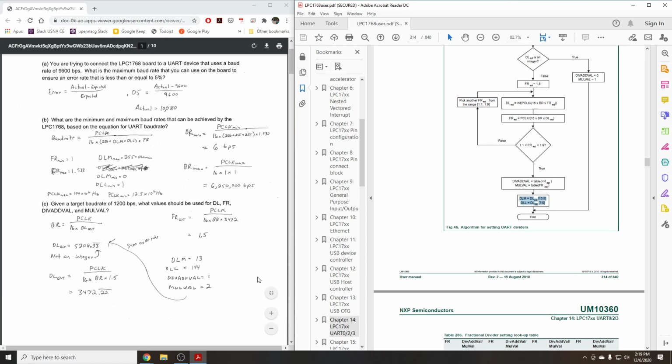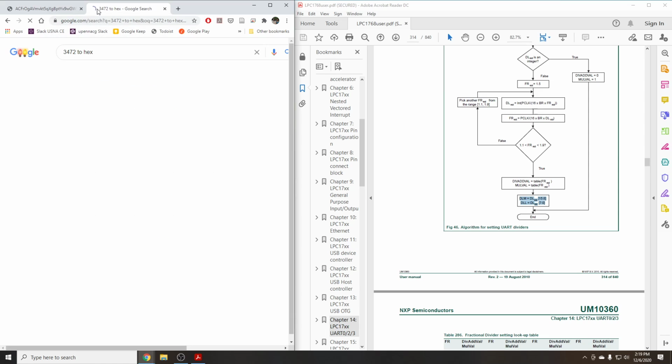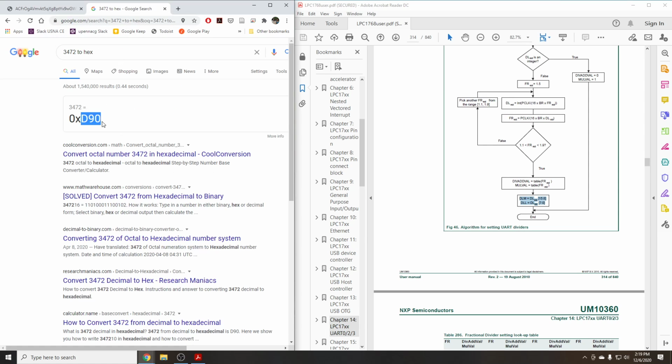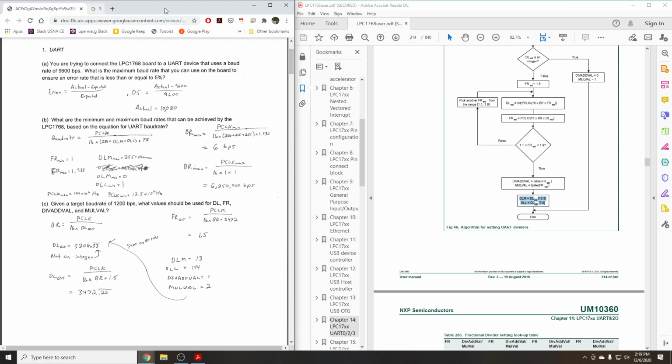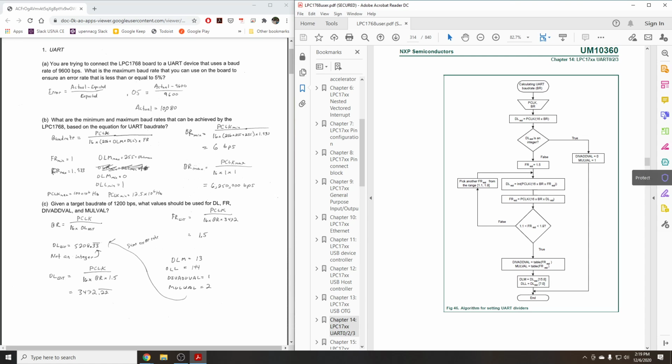So here we're essentially just converting this 3472 into hex, and so we would end up with D being the top 8 bits, that's what goes into DLM, and the 90 being the bottom 8 bits, that's what goes into DLL. So that's really it for this problem. It's just following this flow chart to a T, pulling the equation straight out of here. When it says int, that means to round to an integer, and that's really all you should have to do for a baud rate problem. So that's it. A little bit long maybe, but hopefully the rest will be a little shorter.